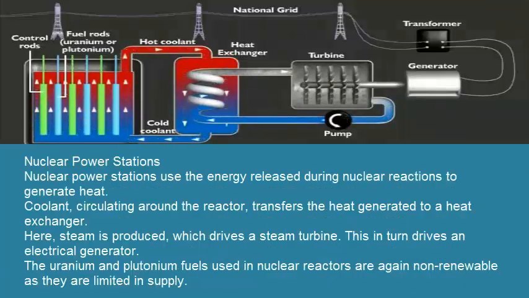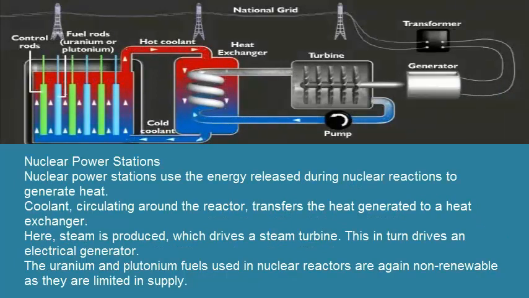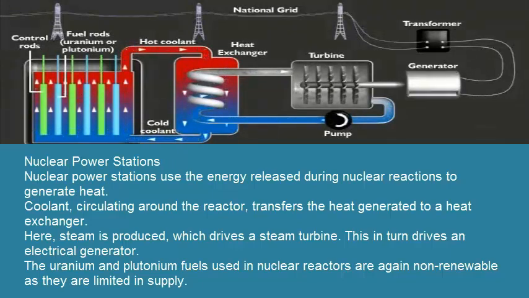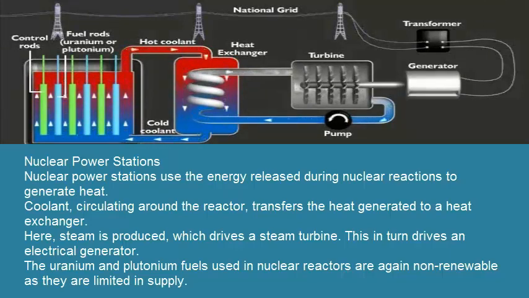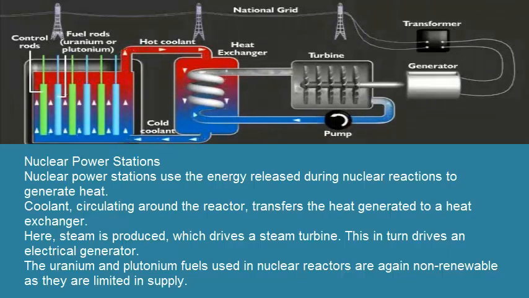Nuclear power stations. Nuclear power stations use the energy released during nuclear reactions to generate heat. Coolant, circulating around the reactor, transfers the heat generated to a heat exchanger. Here, steam is produced, which drives a steam turbine. This, in turn, drives an electrical generator. The uranium and plutonium fuels used in nuclear reactors are again non-renewable, as they are limited in supply.